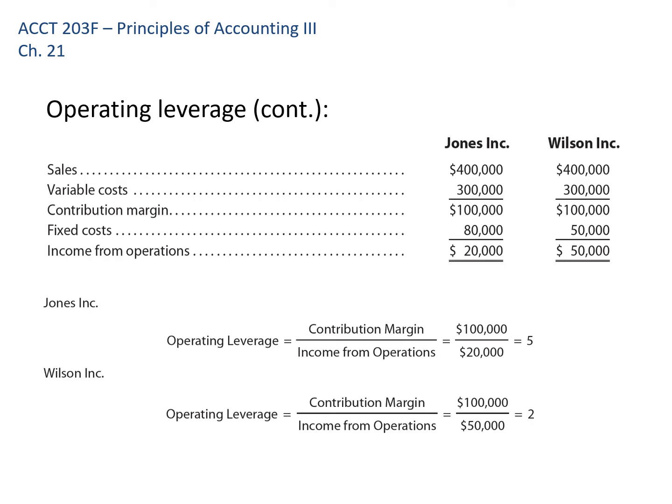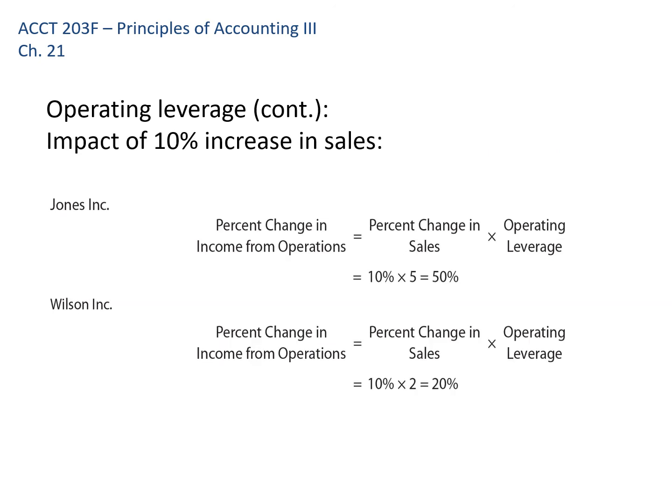So the Jones company, you can see here, has an operating leverage of 5. They have a contribution margin of $100,000 and net income of $20,000. The other company, Wilson, has an operating leverage of 2. So if both companies had a 10% increase in sales, Jones is going to have a higher increase in income from operations than will Wilson. Okay, more is going to flow to the bottom line.